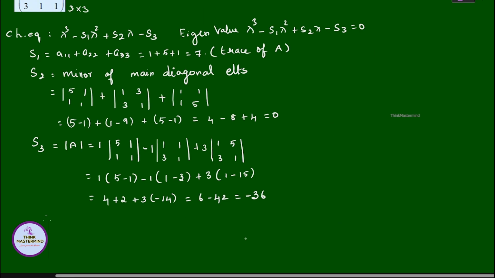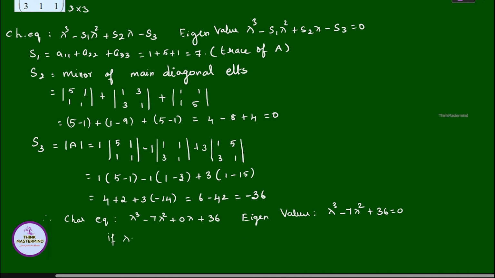Therefore, the characteristic equation is lambda cube minus 7 lambda square plus 0 lambda minus of minus 36, that is plus 36, and the eigenvalue equation is lambda cube minus 7 lambda square plus 36 is equal to 0. The eigenvalues are obtained by the trial and error method.